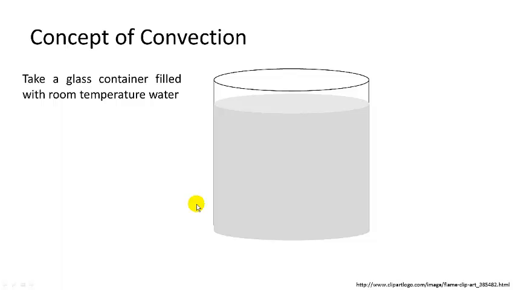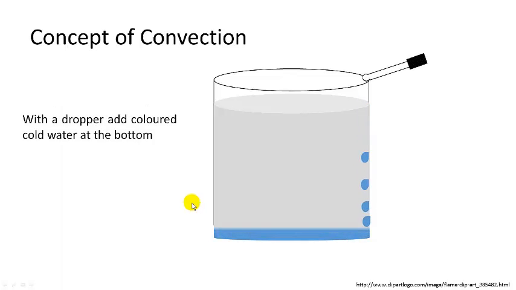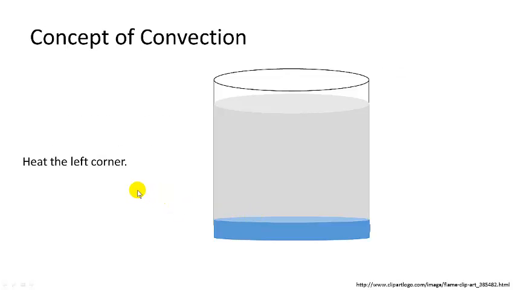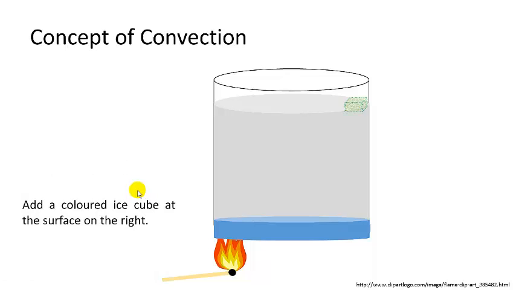I very much encourage you to do this: get a clear container that we put some water in, so that we can visualize the flow in it easily. Add carefully some water at the bottom that would be colored. You could do that with an eyedropper if you're careful, and gradually fill up the container. And then we would heat the left-hand side of this particular container, and we could add, say, a colored ice cube at the other end.